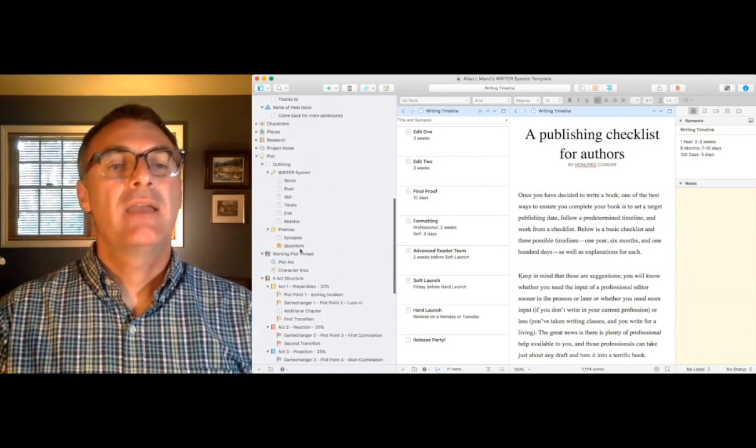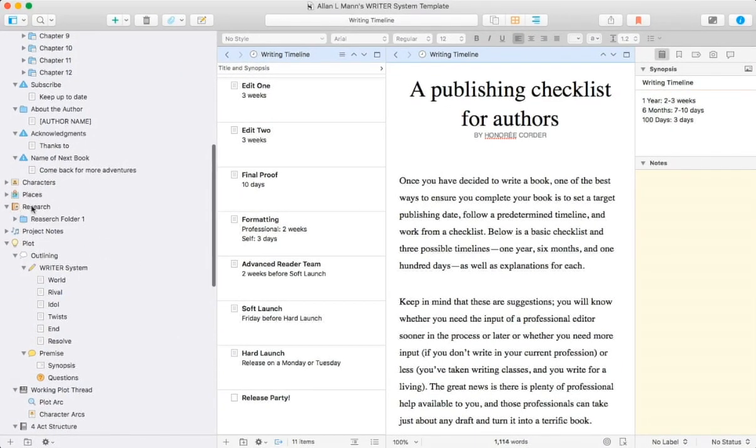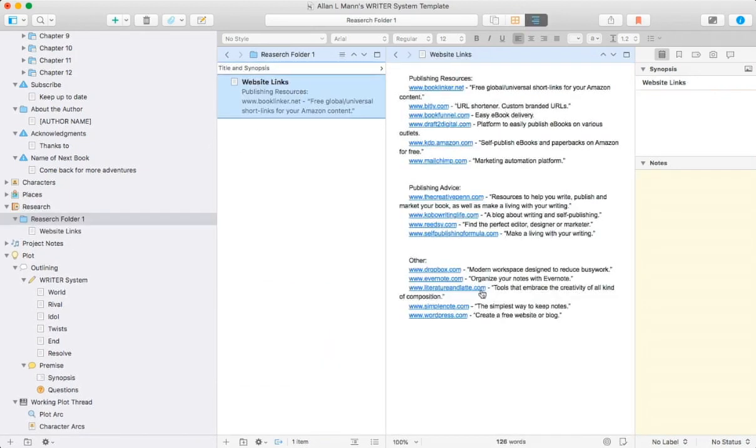Now, the other thing that I've added just in the research section, if I go up to that section here in Scrivener, I've added a research folder, and I've included some links, some hyperlinks to some resources, whether they're publishing resources, publishing advice, websites, and some other bits and pieces. Other would be things like Dropbox or Evernote, things that help you do what you do. Literature and Latte, of course, the folks that created Scrivener. WordPress, for example, if you are brand new and you want a free website platform, things like that.